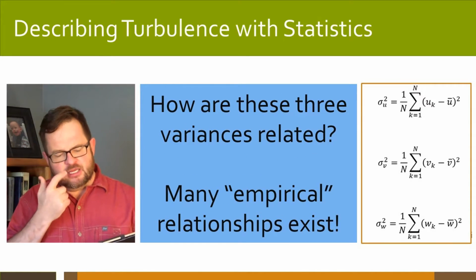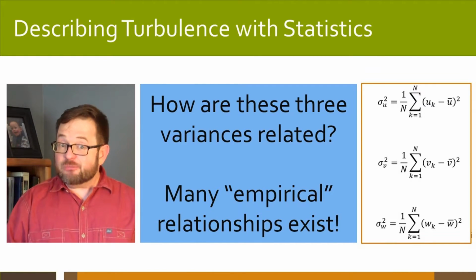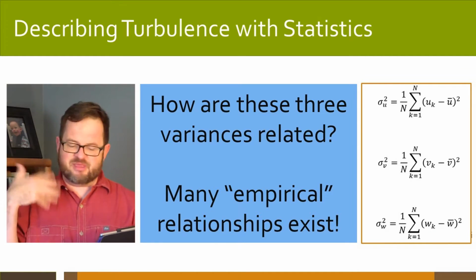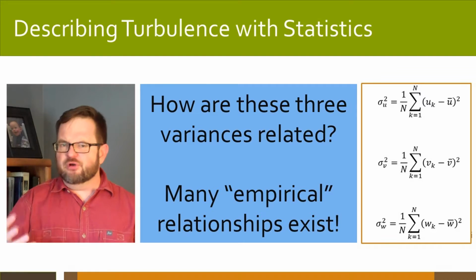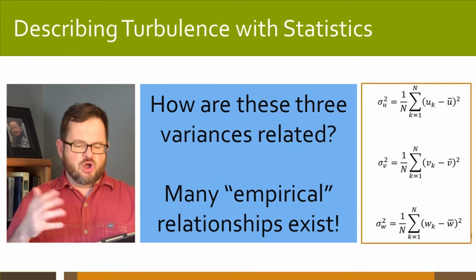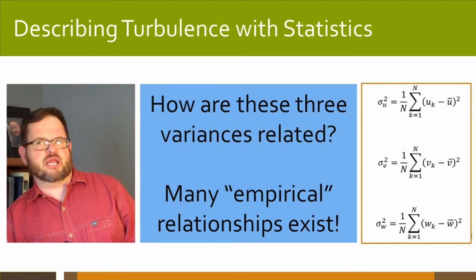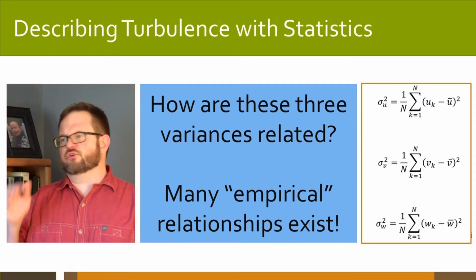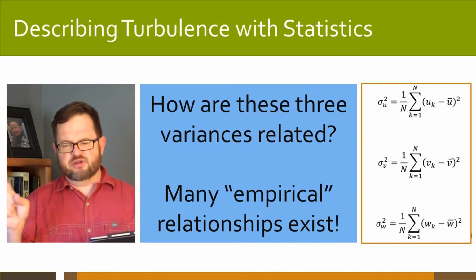Now, a good question is, variance of U, variance of V, variance of W. Is there a relationship between these three variables? Are they equal to each other? Should they be? Well, they're all positive because they have a square in them. It turns out there's a whole mess of different empirical relationships between these, where different authors have, under different situations, been able to show, based on observations, that in general, under relatively stable conditions over a forested canopy, this is how variance of U is related to variance of V, which is related to variance of W.